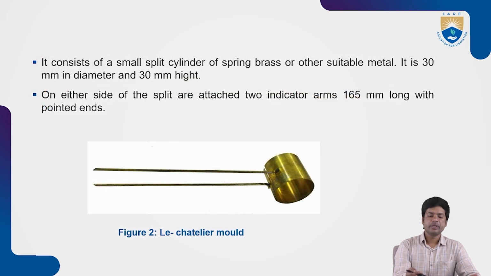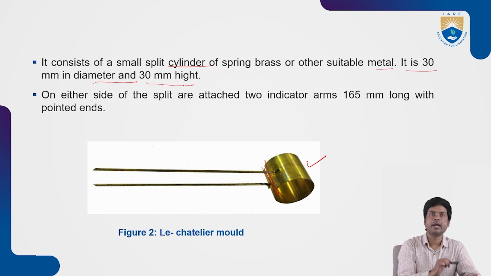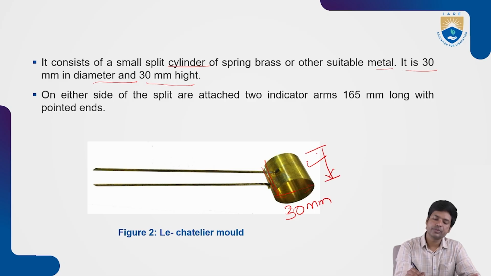Now, coming to the detailing of this equipment, the Le Chatelier mould consists of a small split cylinder of spring brass or other suitable metal. This cylinder has one small slit, a small gap, and is made of brass or any other suitable metal. It is 30 mm in diameter and 30 mm in height.